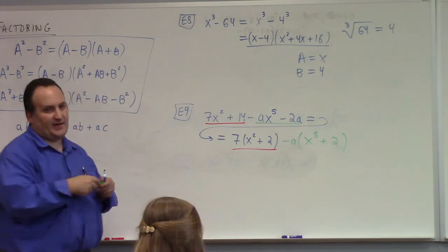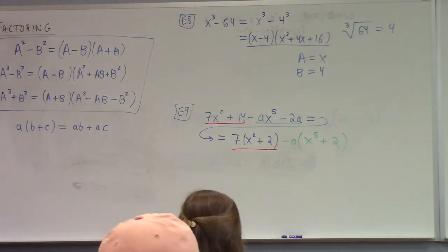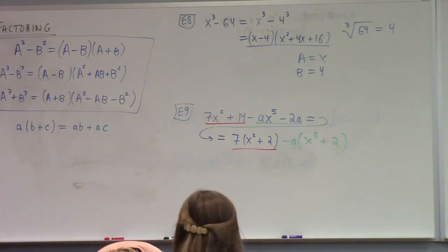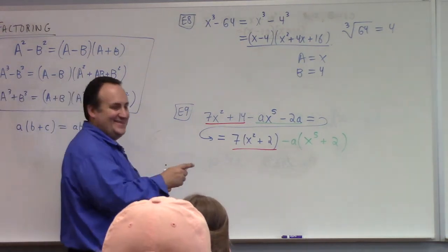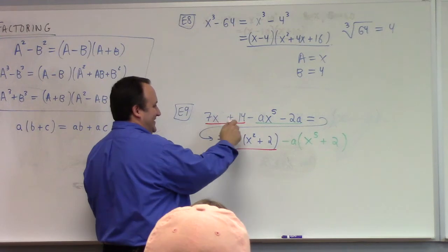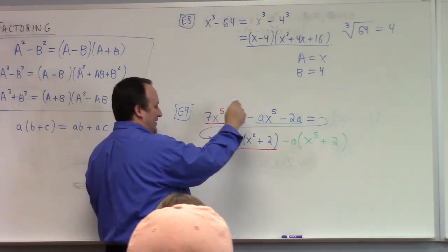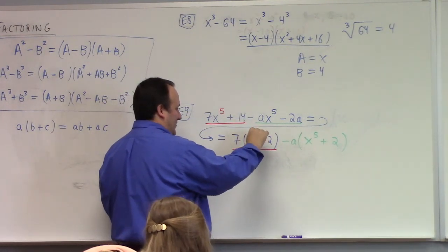At this point, I realize I've copied the problem down wrong. So what was this problem supposed to be? That was supposed to be 7x to the what? That was supposed to be a 5 there. I'm sorry, guys. This is what happens when you hurry.